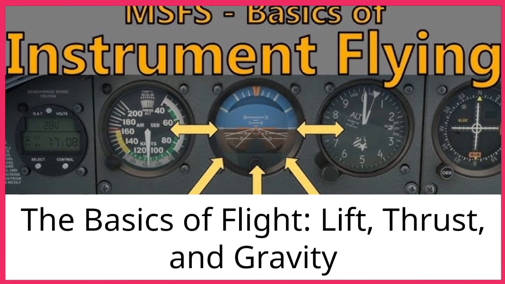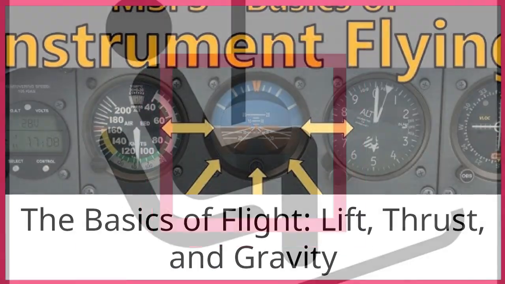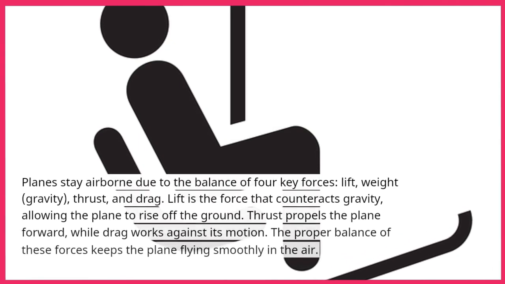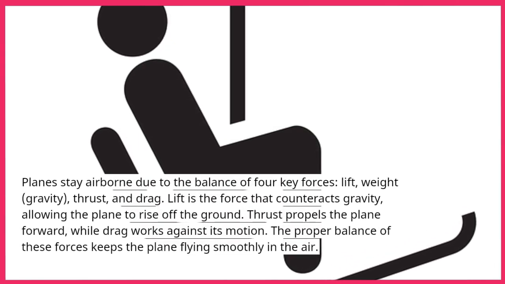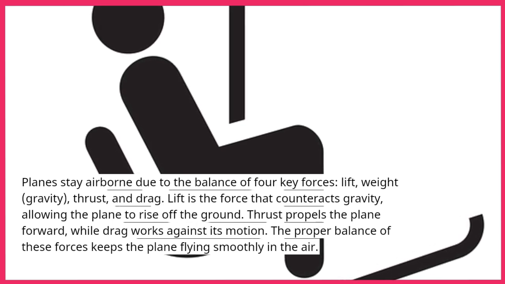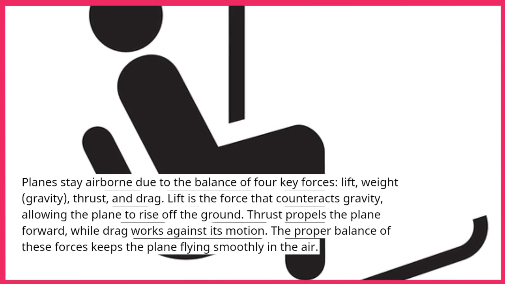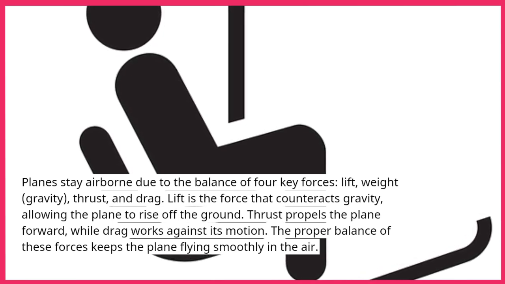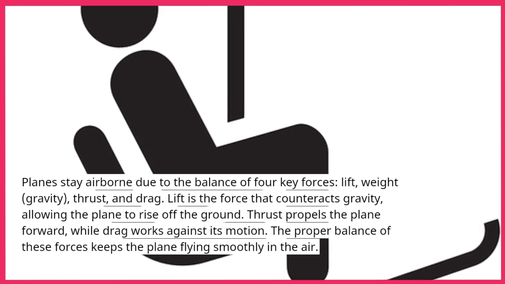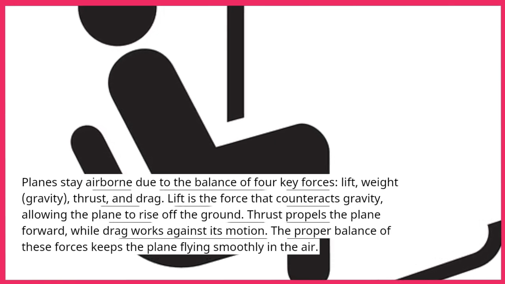The basics of flight: lift, thrust, and gravity. Planes stay airborne due to the balance of four key forces: lift, weight, gravity, thrust, and drag. Lift is the force that counteracts gravity, allowing the plane to rise off the ground. Thrust propels the plane forward, while drag works against its motion. The proper balance of these forces keeps the plane flying smoothly in the air.